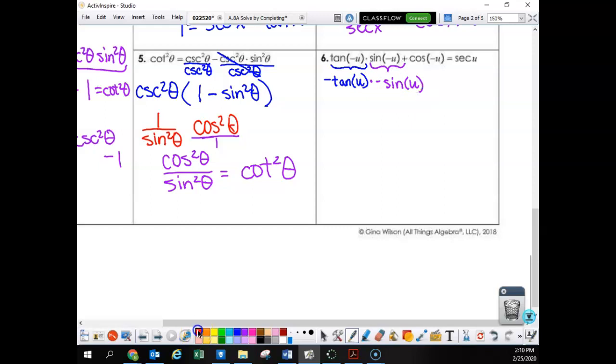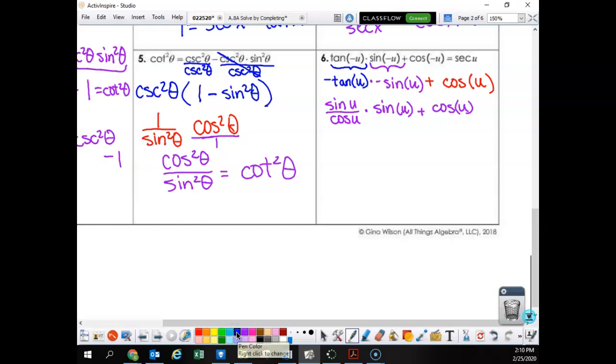And then cosine of negative u, what is that? Positive cosine. So cosine is an even function, so it doesn't matter if the u is negative or positive, it's still going to end up being positive. Okay, now here I have a negative times a negative, so that's just going to be positive, right? And here I have sine over cosine times sine plus cosine u.